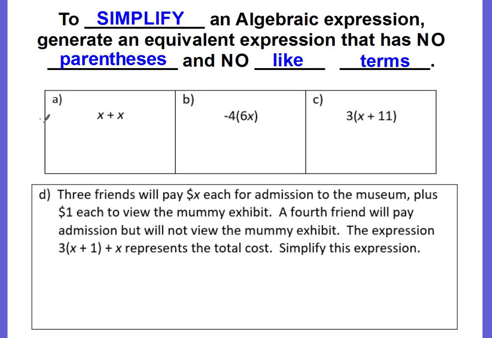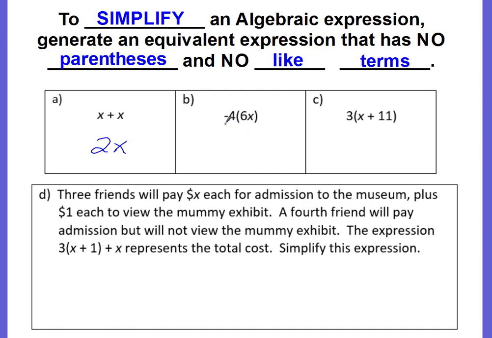Take a look at A. x plus x. Do we have any parentheses? No. Do we have any like terms? Yes. We have an x and another x. So combine them together, and that gives you 2x's, or 2x.